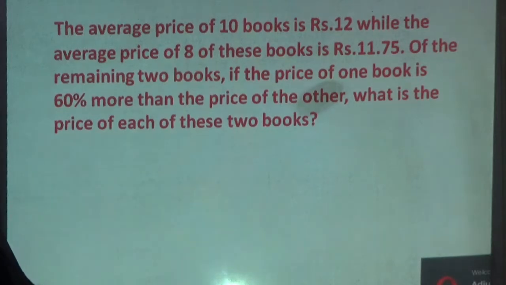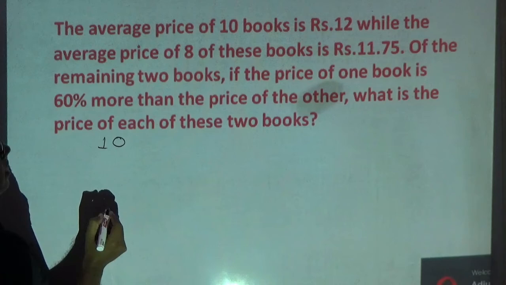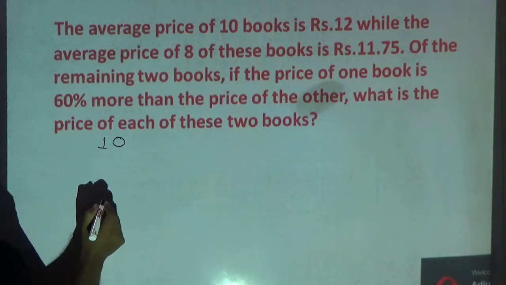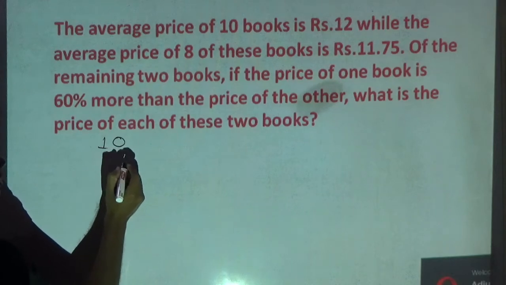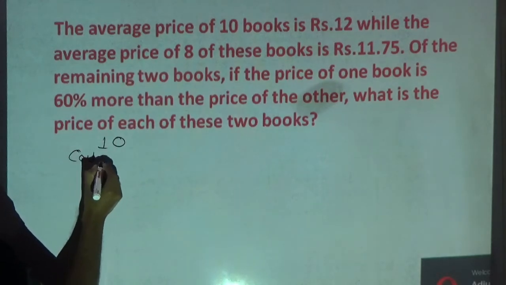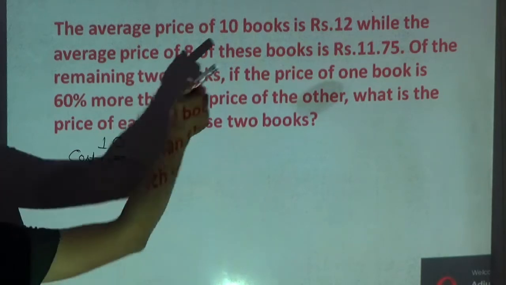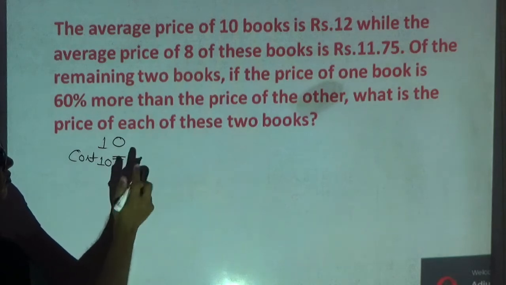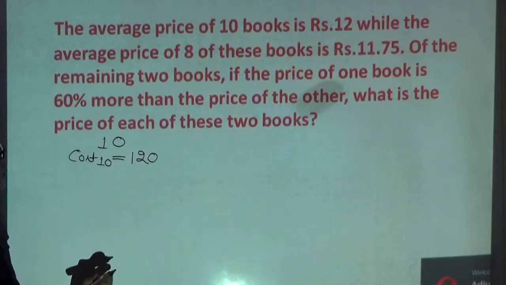Please observe here. There are totally 10 books. They have given the average of all the 10 books. What is the average of all the 10 books? That is 12. Therefore, I can find out the cost of 10 books. If I know the number of books is 10 and the average, average into number of books, I am going to get the cost of all the 10 books as 120.